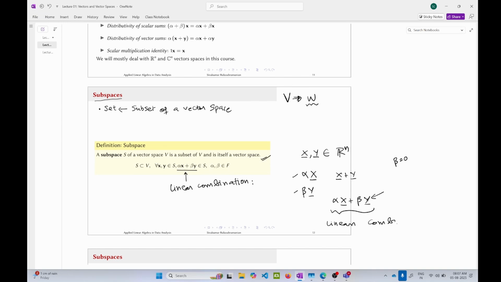Right? If I set beta to 0, then I'm essentially just scaling x. If I set alpha to 0, then I'm essentially only scaling y. If I set both alpha and beta to 1, then I'm simply adding two vectors. Right? So think of linear combination as a generalization of scaling and vector addition. And that's essentially it. All the operations that we will do with vectors are simply linear combinations.